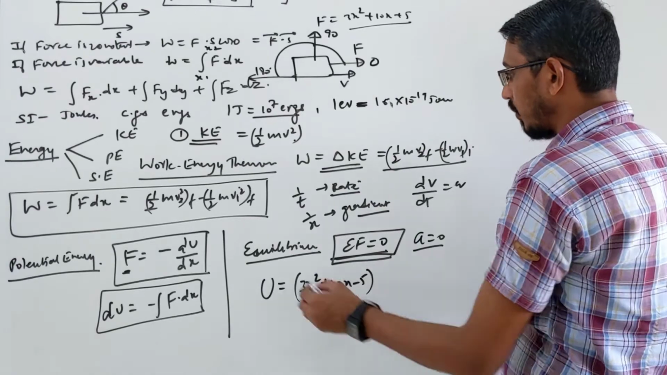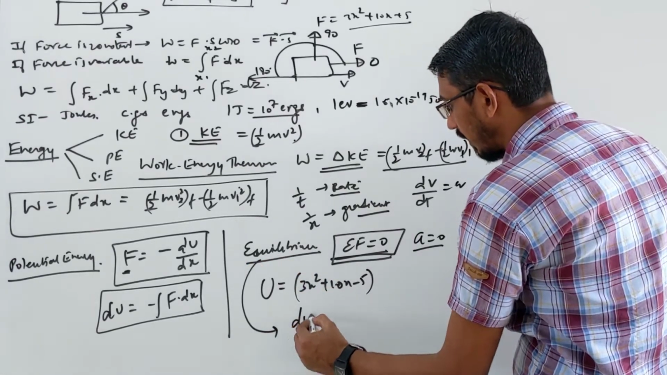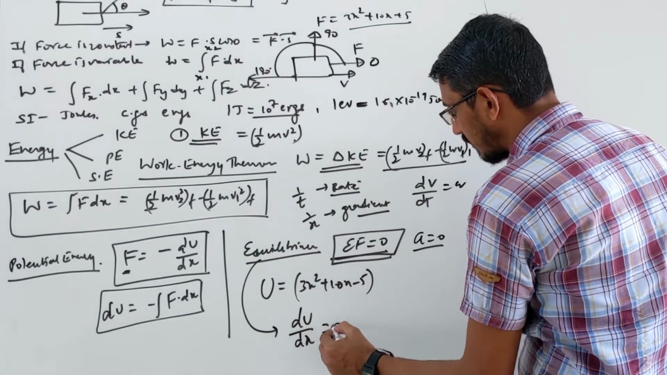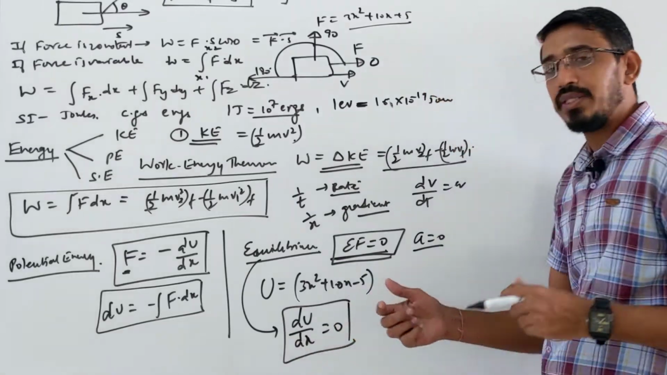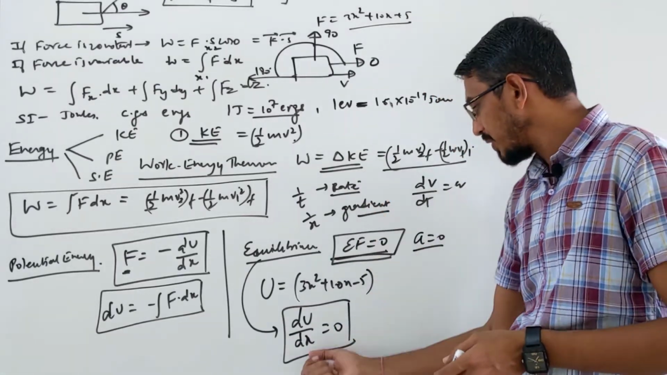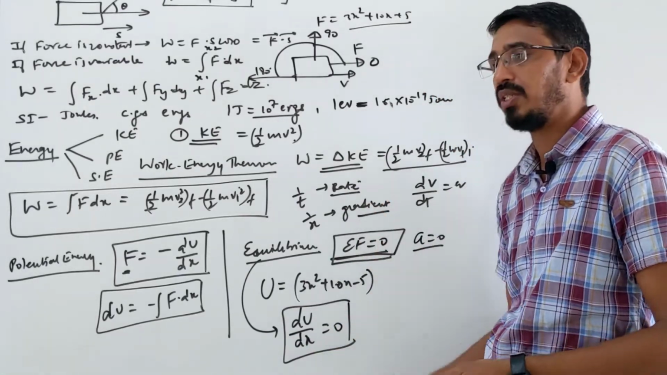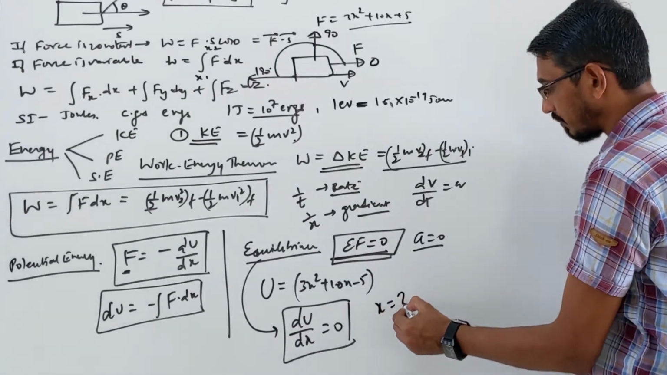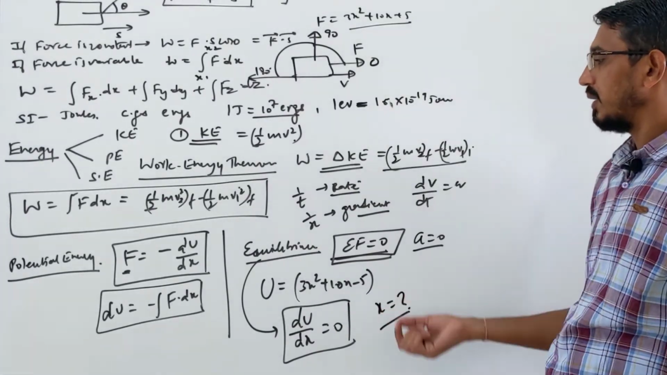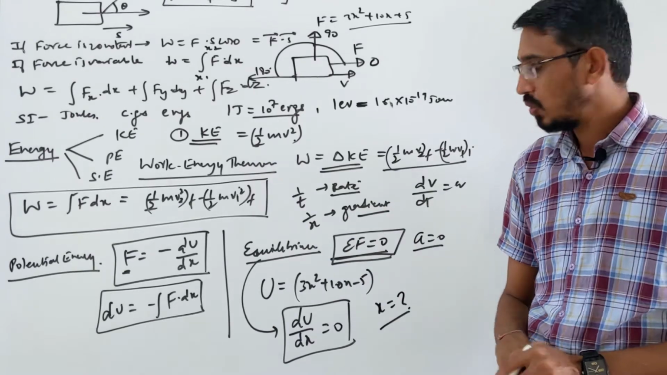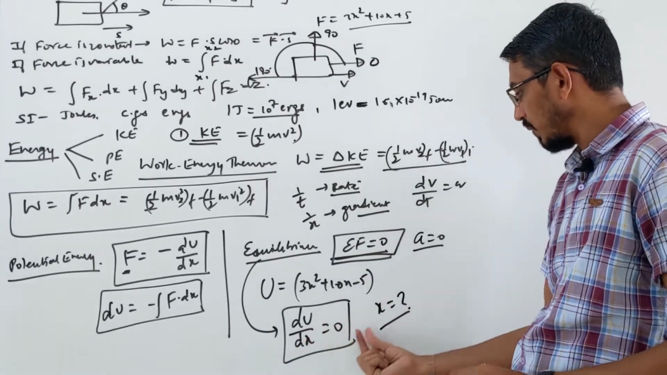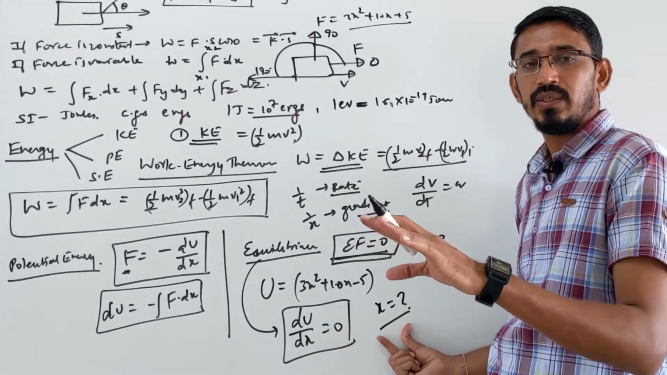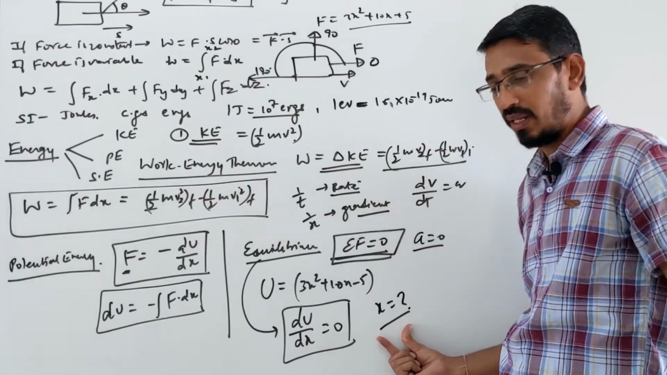So the first step to find equilibrium is to write du by dx is equal to 0. The potential energy equation will be given to you, you differentiate and equate to 0, and you will get your x, the condition under which the system will be in equilibrium. So from the first differentiation equated to 0, you get the distance at which the system will be in equilibrium.